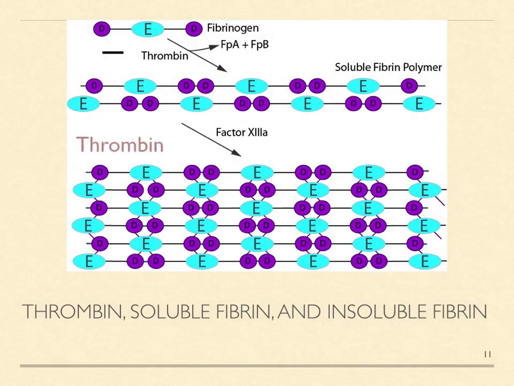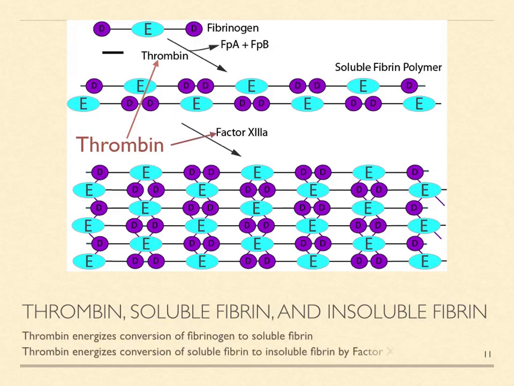Thrombin energizes the conversion of fibrinogen to soluble fibrin, which facilitates tissue repair, and the subsequent conversion of soluble fibrin to insoluble fibrin, which enables hemostasis and the regulation of blood flow in tissues and organs. Thrombin also stabilizes insoluble fibrin by energizing thrombin-activated fibrinolysis inhibitor.